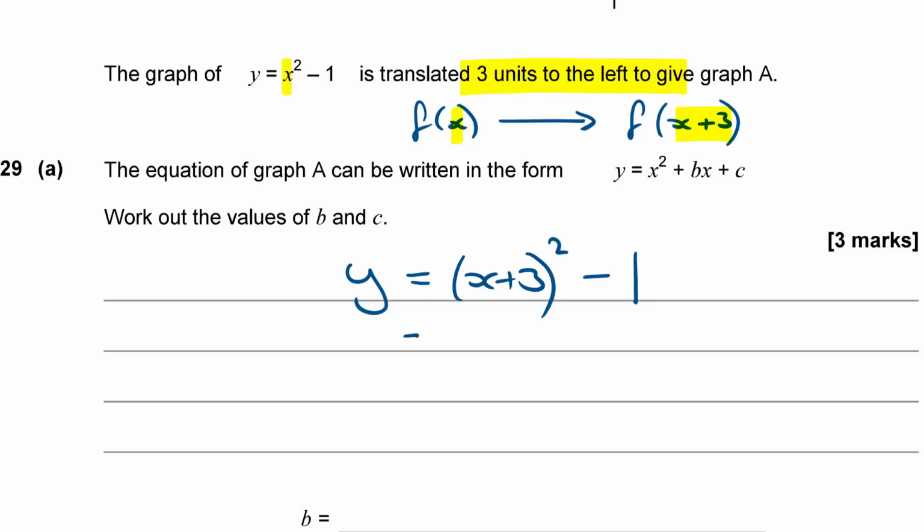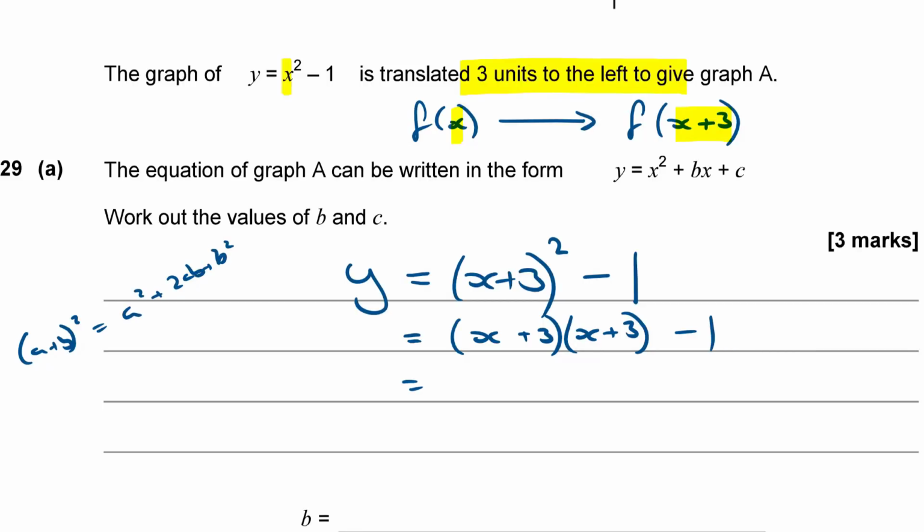Okay, now I need to rewrite that in the form of x squared plus bx plus c. In other words, I need to multiply out this bracket, so I can either double it up like that or remember the identity. a plus b all squared is equal to a squared plus 2ab plus b squared, which tends to be the way that I do it. I just remember that identity so I know what to do with these brackets when I multiply it out.